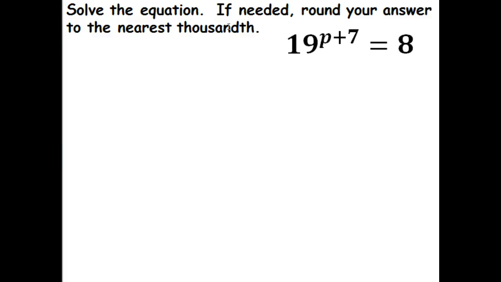All right, let's look at another example here. This particular one, again, is really similar to the one that we just did. The one that we just did had one component in our exponent. This one has two. It's got a p and a plus 7, but we're going to solve these the exact same way. So let's start on this.